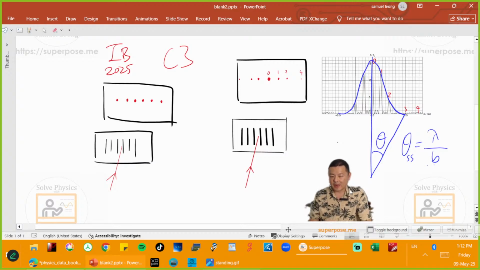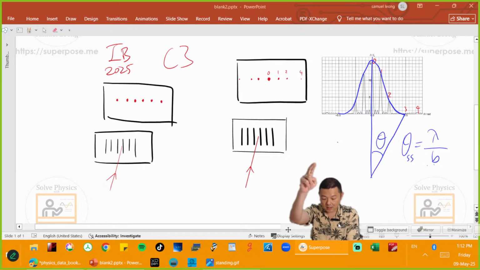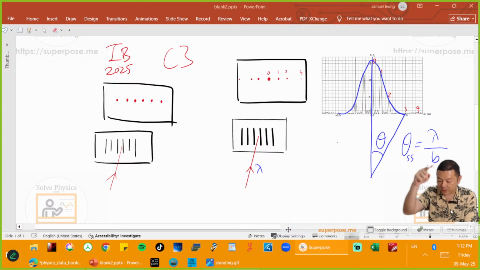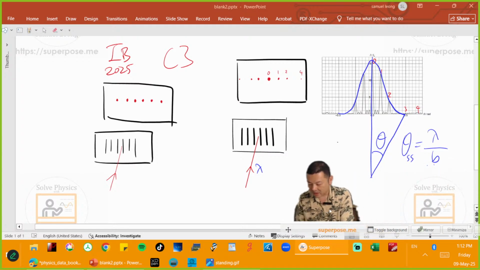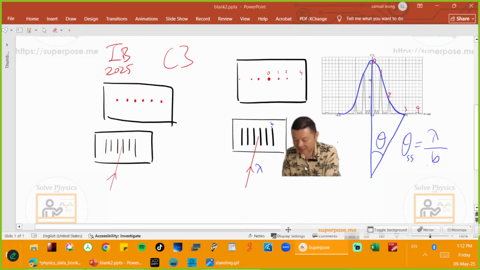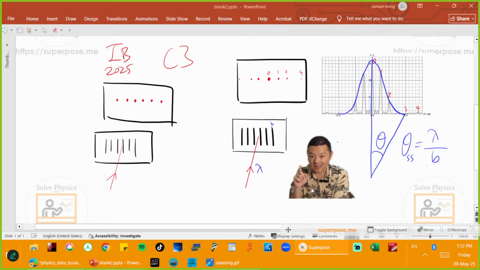Okay, wait. Hold on. What's lambda? Wavelength, right? The wavelength of this light. But what's b though? Slit width. So we are talking about how wide these slits are, how thick the slits are. You get what I'm saying?